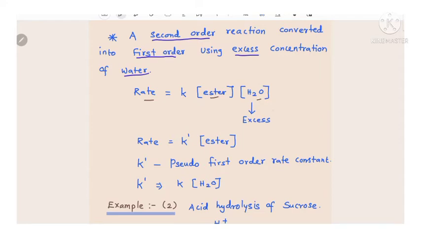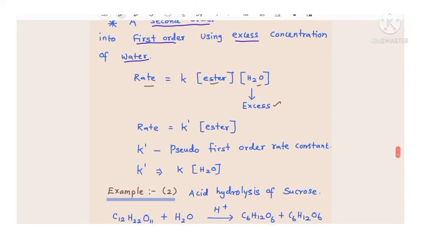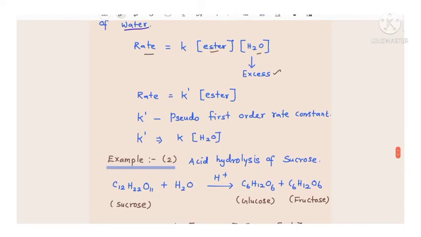But as I discussed earlier, we use the concentration of water in excess. That is, we take excess quantity of water. For example, for hydrolyzing 1 mole of ester, we take water quantity of about 1 liter. So compared with 1 mole of ester, the concentration of water is in excess. If water concentration is present in excess, then it will not affect the rate of the reaction.